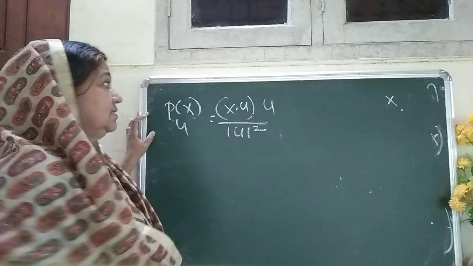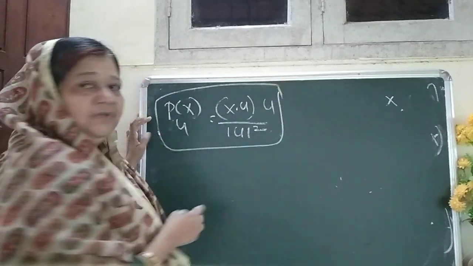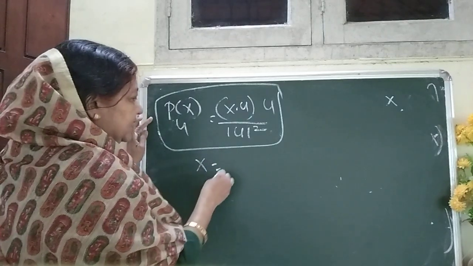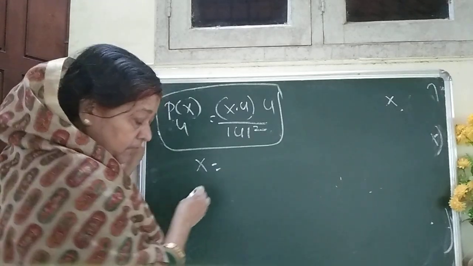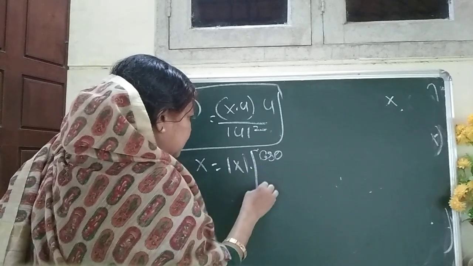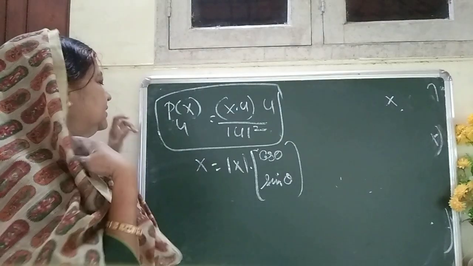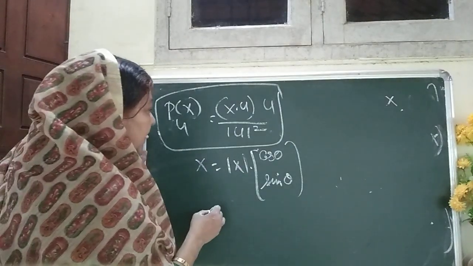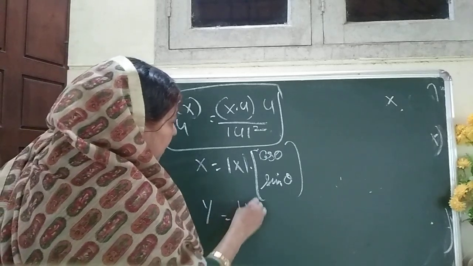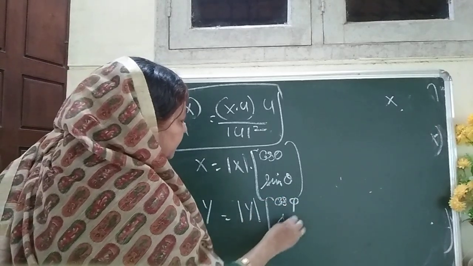We have seen that if x is any vector, then capital X can be expressed as mod x into (cos theta, sin theta). Similarly, if y is any other vector, capital Y equals modulus of y into the vector (cos phi, sin phi).